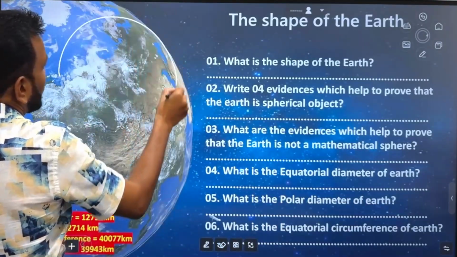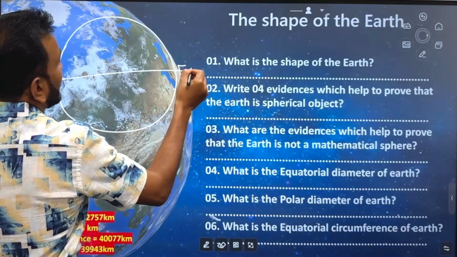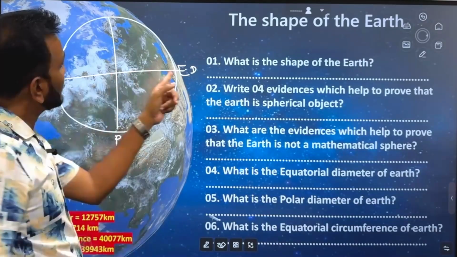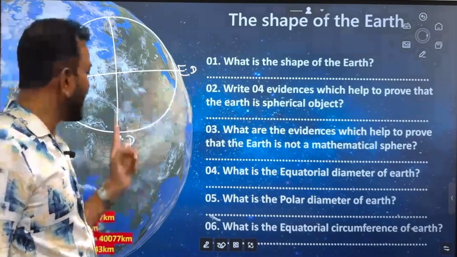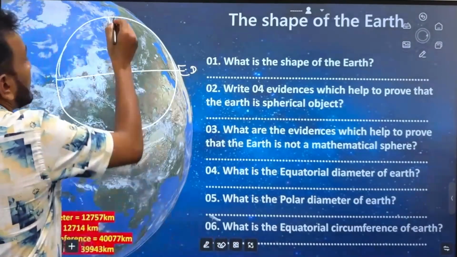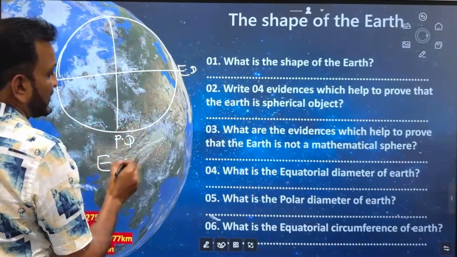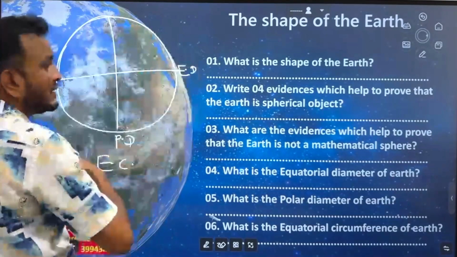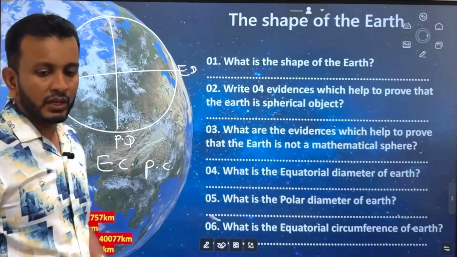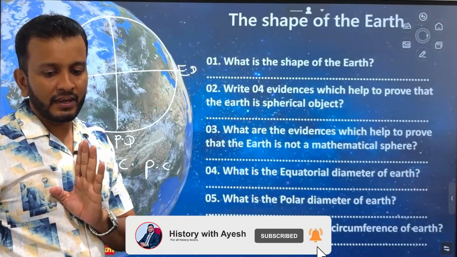This is how we draw the original earth. This is the equatorial diameter. This is the polar diameter. Equatorial diameter is longer than the polar diameter. Right. And also equatorial circumference is longer than the polar circumference. Right. Okay, you can write.